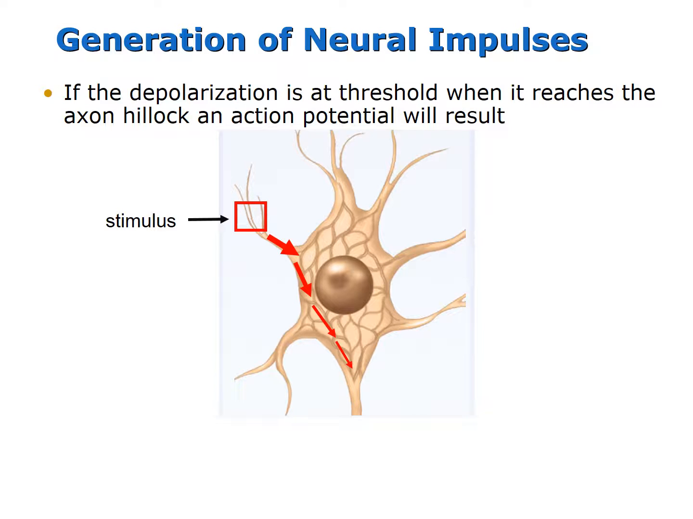However, if the depolarization, when it reaches the axon hillock, is of sufficient magnitude, that is, if it reaches the threshold, it will cause a depolarization to start in the axon hillock, and that depolarization will move all the way down the axon to the axon terminals without degradation, and that is called an action potential or nerve impulse.